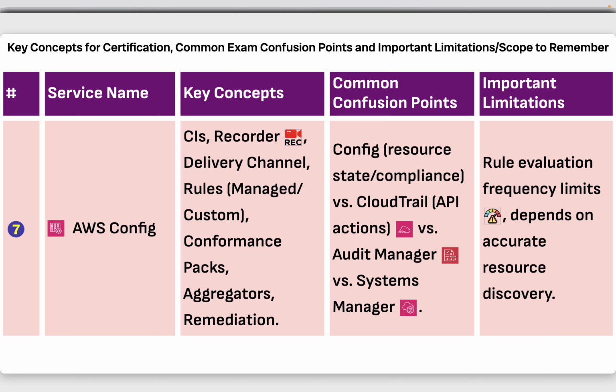Next, we have AWS Config. Key concepts are configuration items, recorder, delivery channel, and rules which can be managed or custom, conformance packs, aggregators, and remediations. Exam confusion points can be AWS Config, which is for resource state and compliance, versus CloudTrail, which is for API actions, versus Audit Manager, and versus Systems Manager, which is for configuration management. Then, Systems Manager is basically configuration as code. Then, important limitations are rule evaluation frequency limits and it depends on accurate resource discovery.